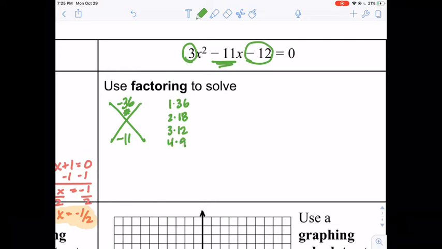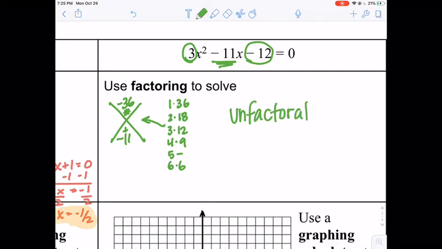4 times 9. 4 and 9 don't make 11. 5 times nothing. 6 times 6. 6 and 6 don't make 11. So I can see that nothing works here, right? There are no numbers that I could factor to multiply to get 36 and add to get negative 11. So what we would call this is unfactorable.